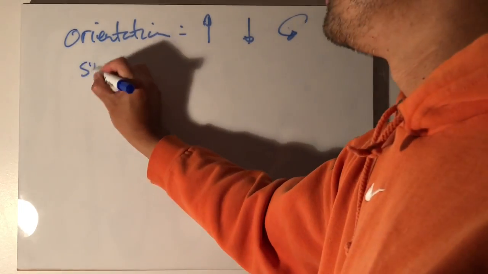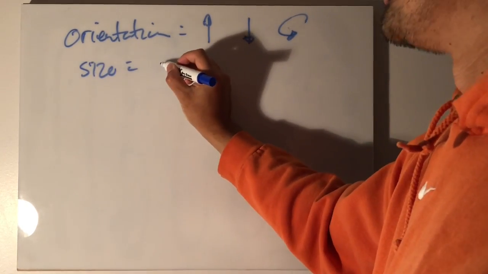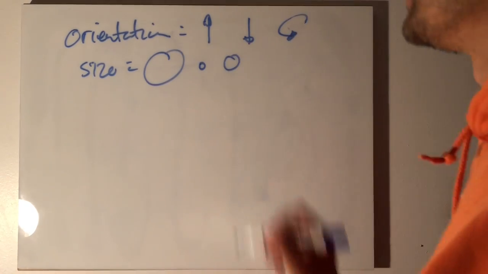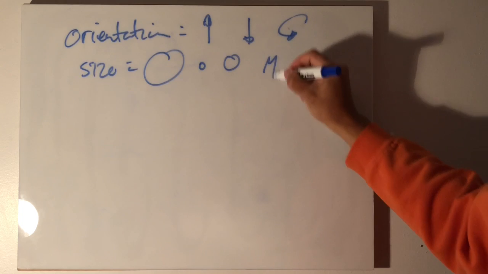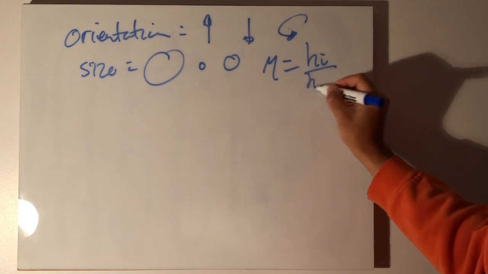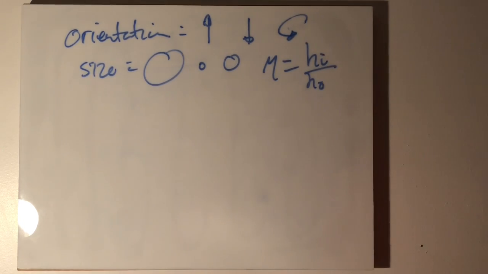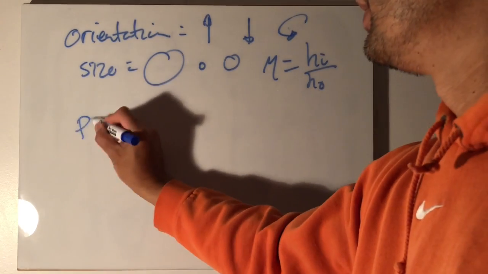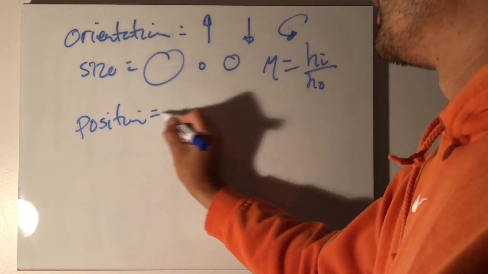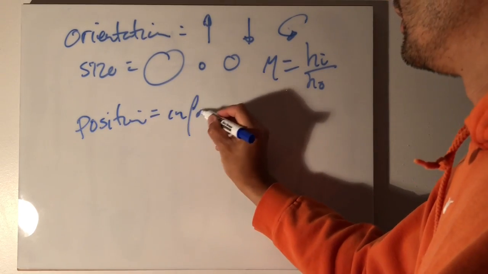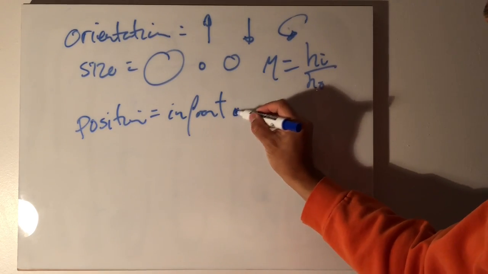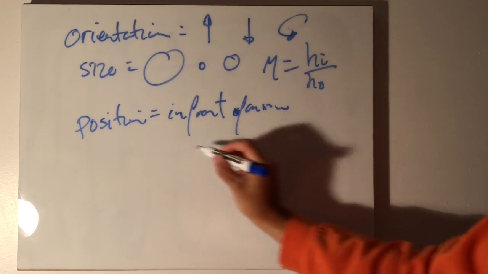The size of the image can be bigger, smaller, or the same size. And the size of the image talks about magnification. In other words, the height of the image that you see divided by the height of the original gives you the magnification that you create in that image. And then the position of the image can either be in front of the mirror or behind it.